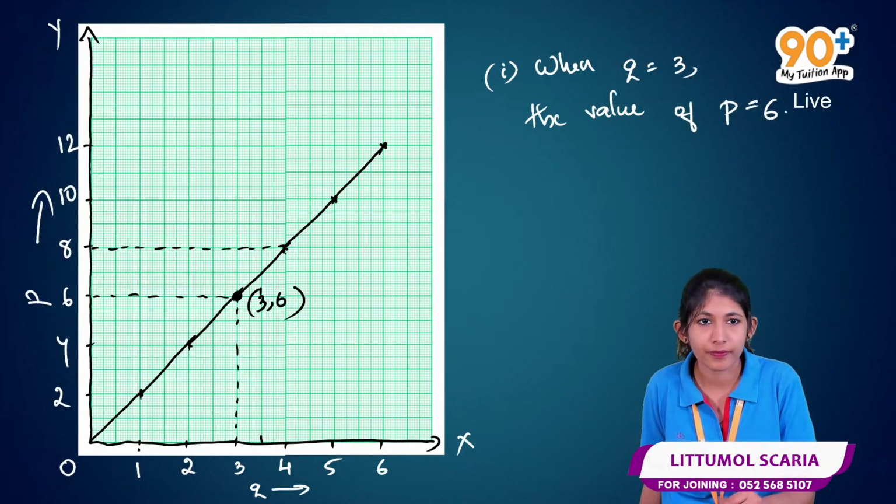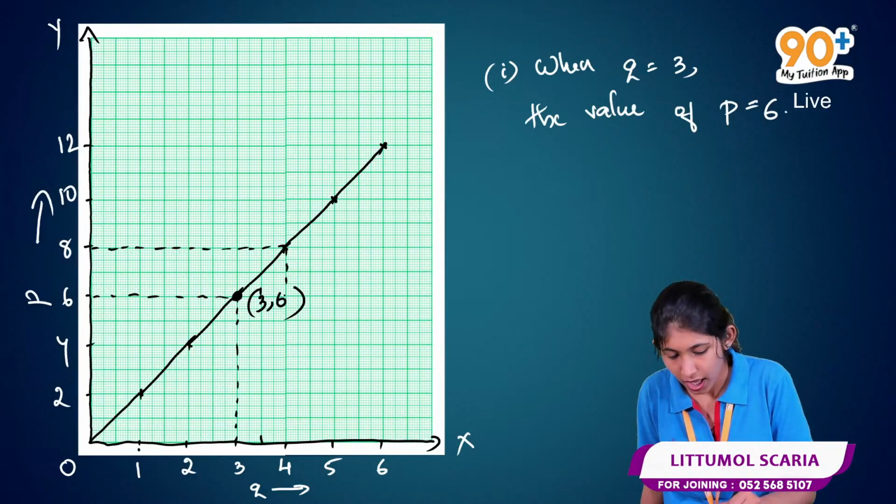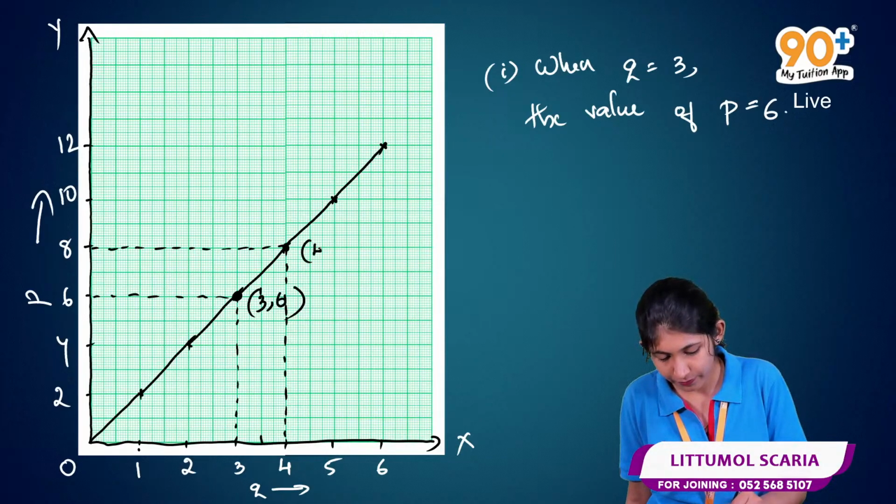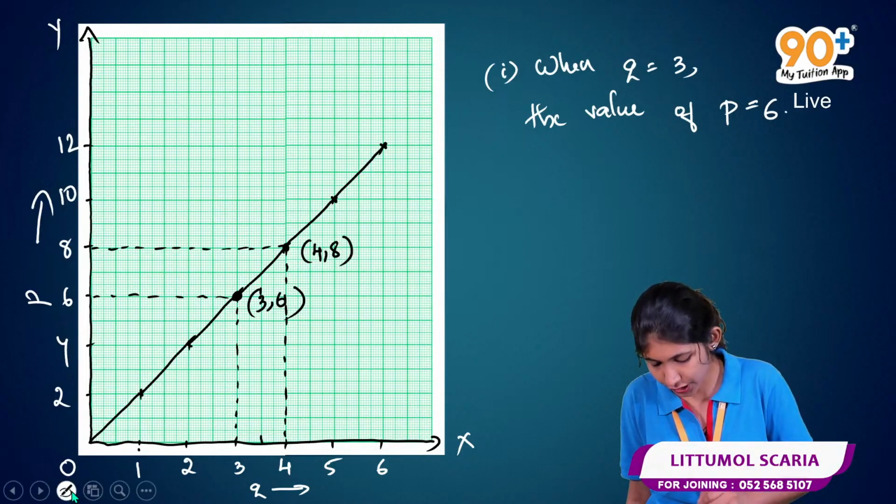Who's that? Ayush. So tell me the value of q when p is equal to 8. Ayush, please unmute.